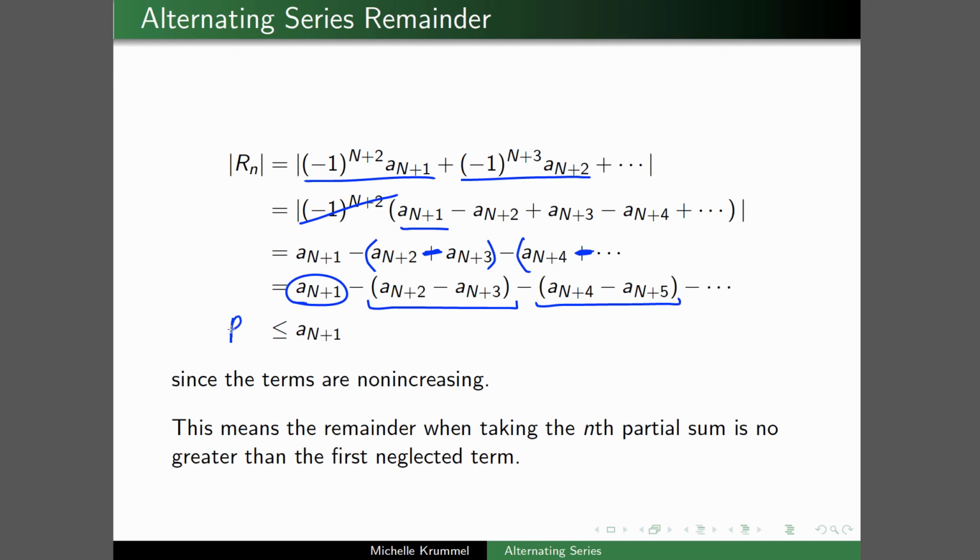And so I have the absolute value of my remainder less than or equal to a sub n plus 1. This means the remainder, when we're taking the nth partial sum, will be no greater than the first neglected term.